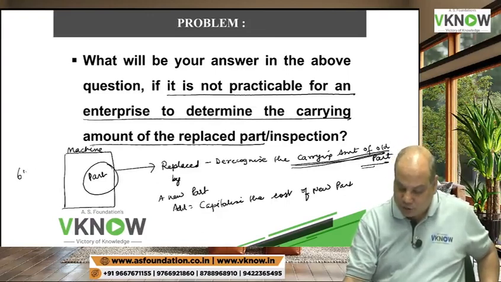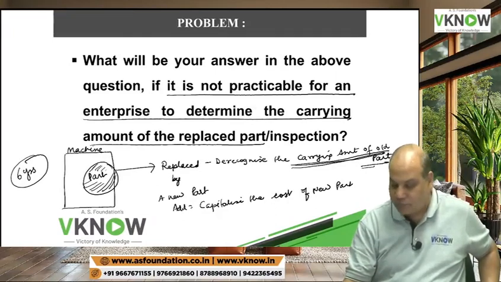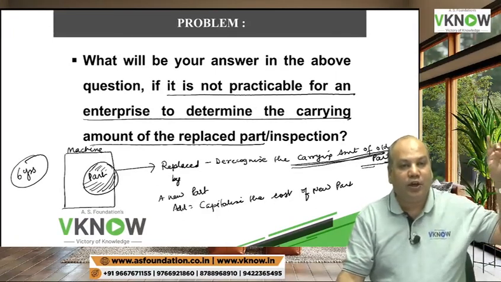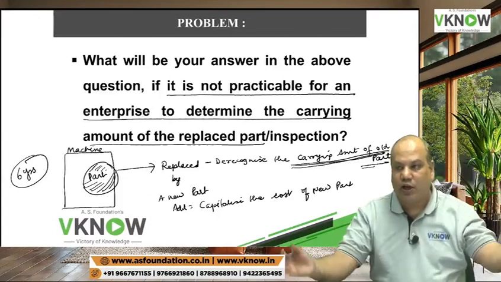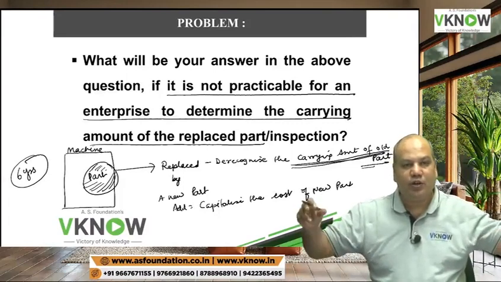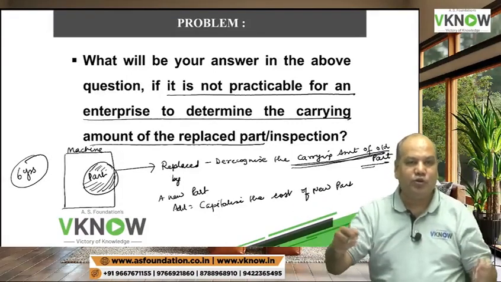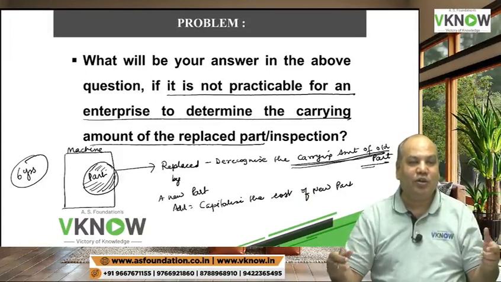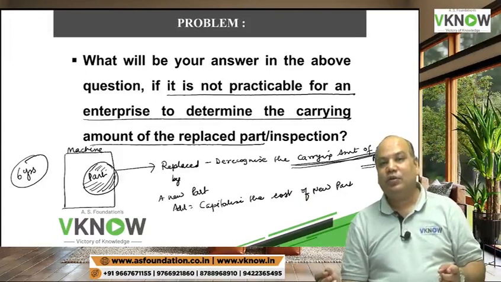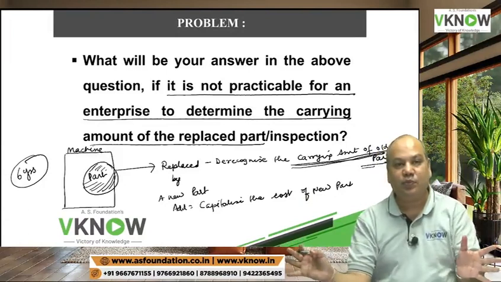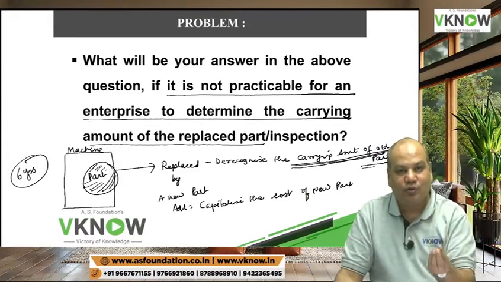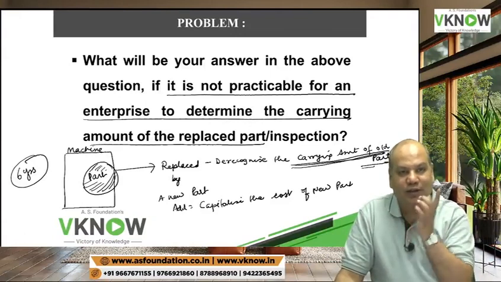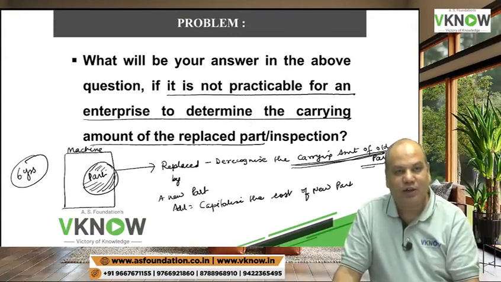After suppose 6 years, we are replacing this part, and we have not calculated what the cost was when we purchased it 6 years ago. Because I purchased the car, I was driving the car, this is a scooter. After 6 years, I realized I have to replace the tires. But I don't know what is the cost of the tire that was paid at that time.